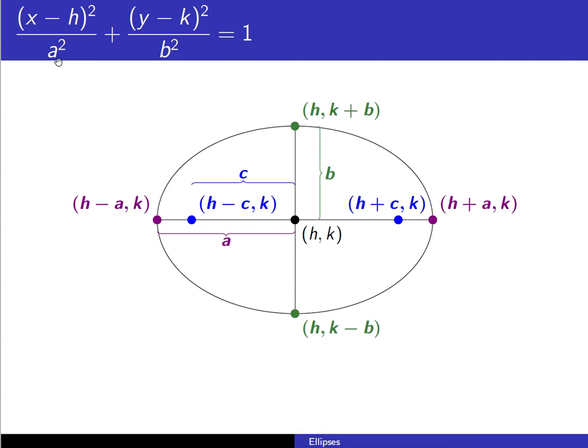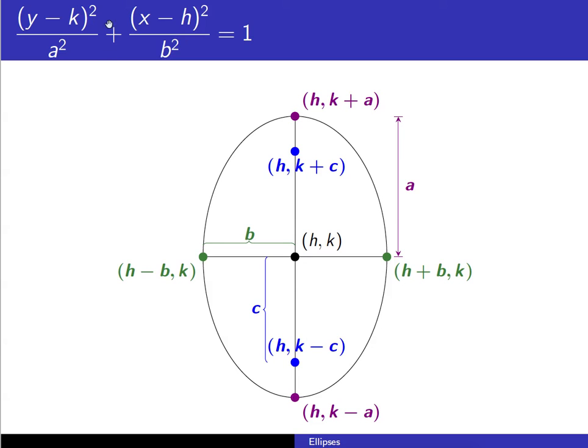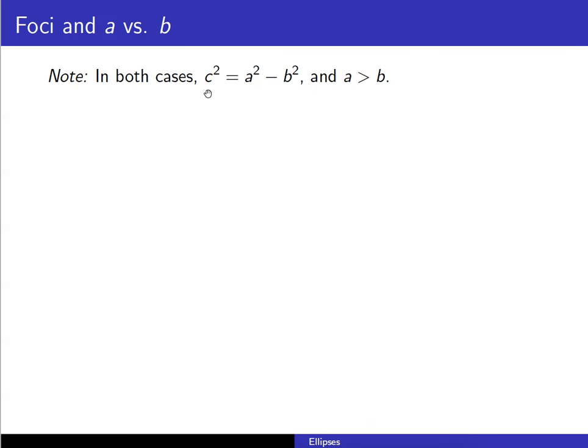Going back to our wide ellipse, our equation is (x minus h) squared over a squared plus (y minus k) squared over b squared equals 1. This is our standard form when our ellipse is wide, and the value of a will always be bigger than the value of b. Likewise, if our ellipse is tall, our equation in standard form is (y minus k) squared over a squared plus (x minus h) squared over b squared equals 1. The relationship is c squared equals a squared minus b squared, and a is always larger than b no matter what.